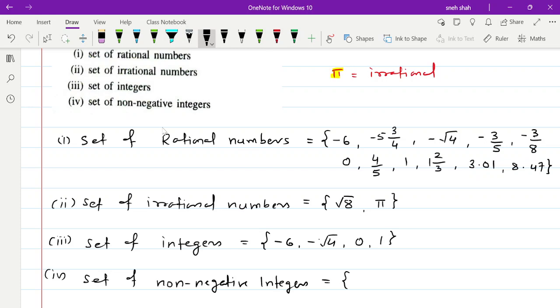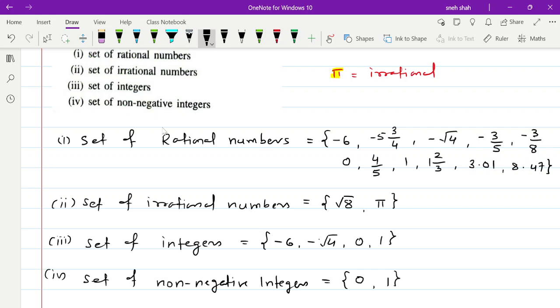Okay, so minus 6 is an integer, but it's a negative integer, so we cannot take it. Negative root 4 is minus 2, we cannot take it. 0 is a non-negative number, and 1 is a non-negative number. So for the set of non-negative integers, we'll have only two values, which are 0, comma 1.